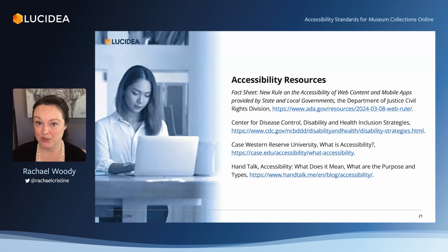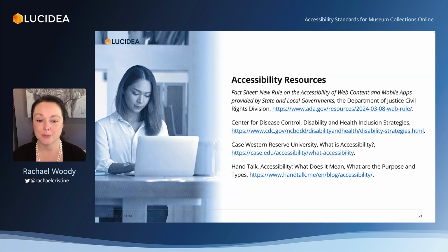So the resources for us to take a look at, and as you go off and learn more, first up, especially for organizations within the United States, there is a fact sheet, sort of like a cliff notes of the Department of Justice ruling that any state and federal agencies need to meet this particular requirement, depending on the size of the organization, within the next 2 to 3 years, I believe.